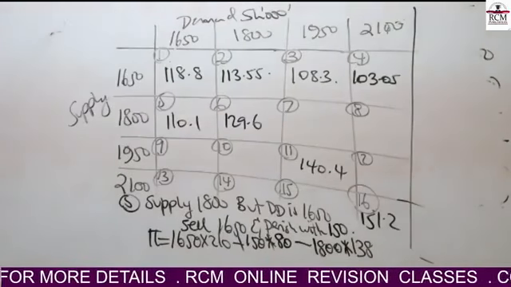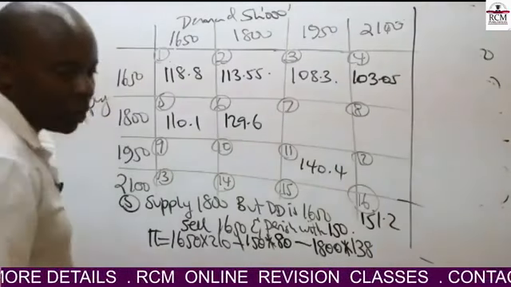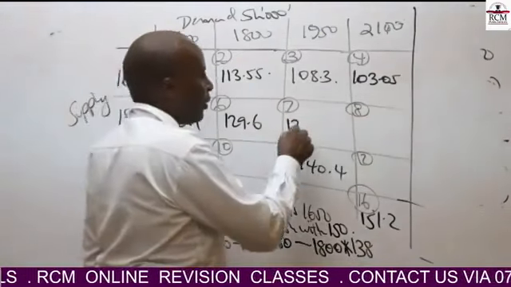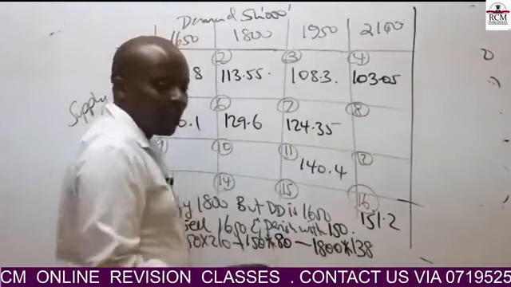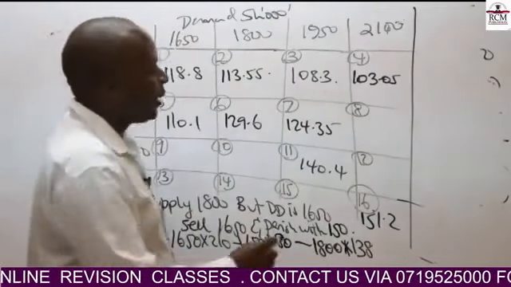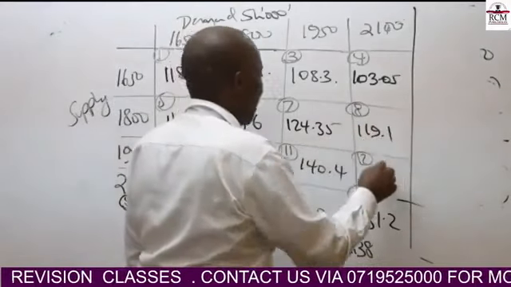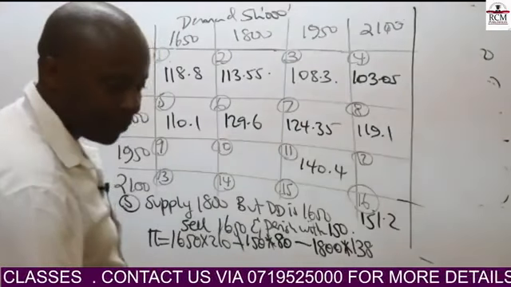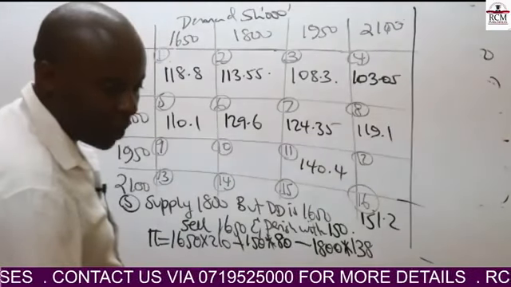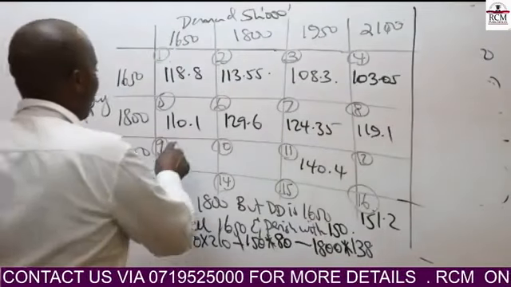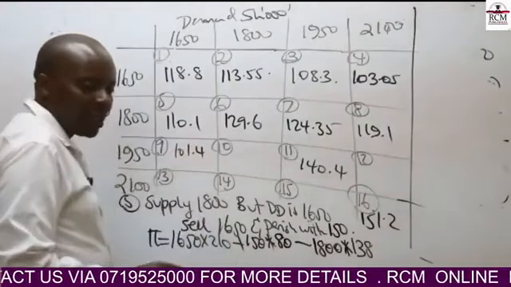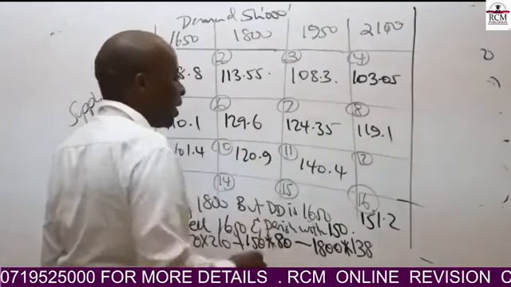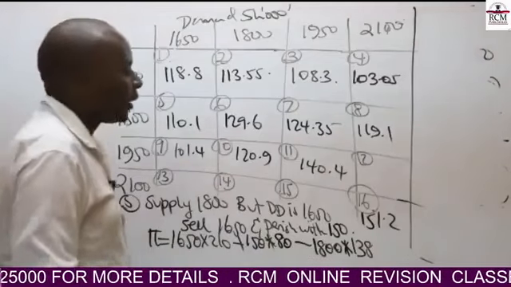So they've given me the one of 7. 7 is 124.35. We have 8, 8 is 119.1. We have 9, 9 is 101.4. Then we have 10, 10 happens to be 120.9. And then we have 12, 135.15.